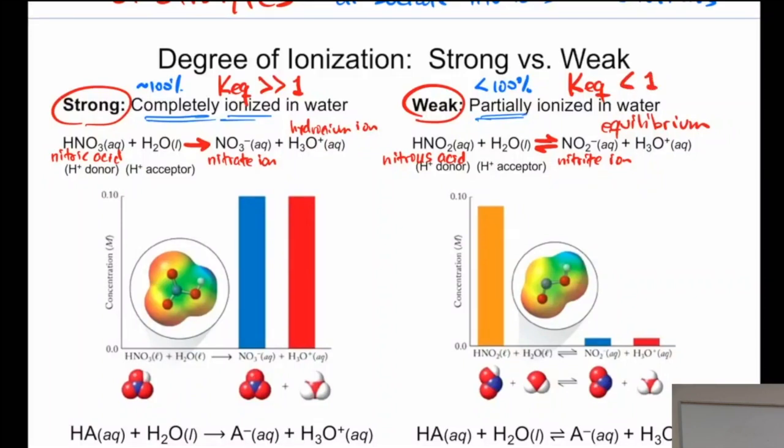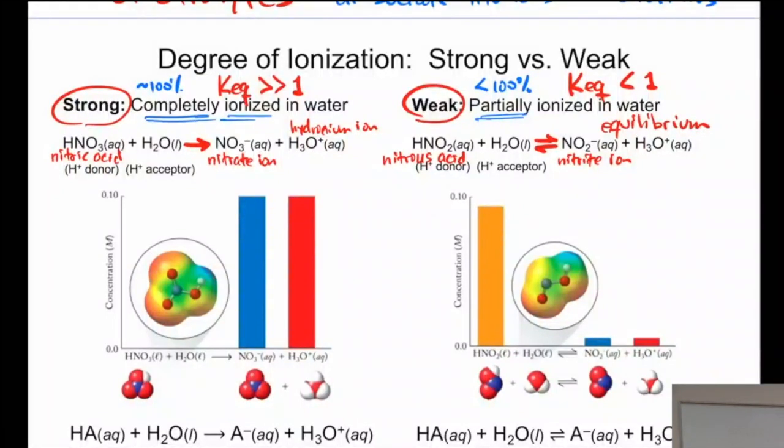And as you'll see soon enough, we can also derive a mass action expression for these weak acids and weak bases. We can do Rice tables for these weak acids and weak bases and figure out what the equilibrium concentrations are going to be. And guess what? We're going to do all of that. Yay!